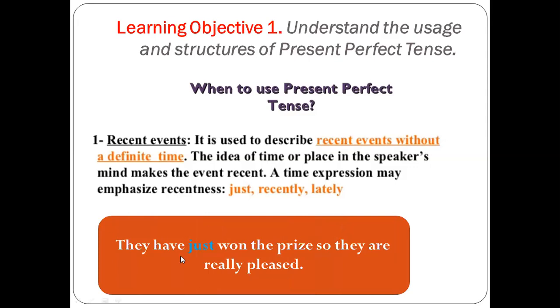Example, they have just won the prize, so they are really pleased. Again, they have just won the prize, so they are really pleased. So just emphasizes recentness, but without mentioning the exact time. Instead, we use the time expression just. It's indefinite time.